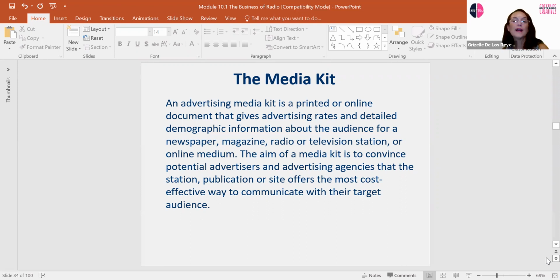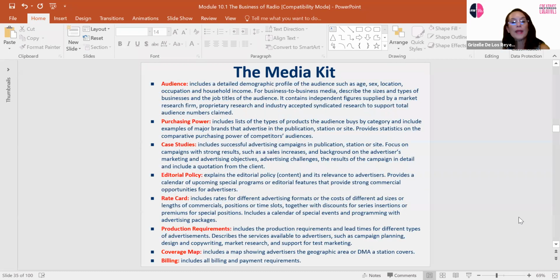But it's basically a tool for the media to make the buyer understand that if you're looking for this audience, we have them. And the media kit, by the way, includes the composition of the audience, purchasing power, case studies. For example, past advertisers that advertised with that station, and they had great results. Their editorial policy, if you're talking about print. So what does their content look like? What is the relevance of that content for the advertiser? A calendar of upcoming events, etc., etc.